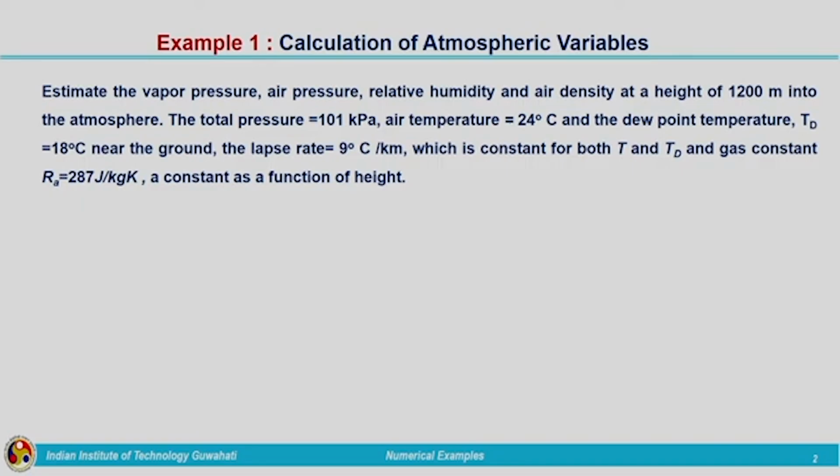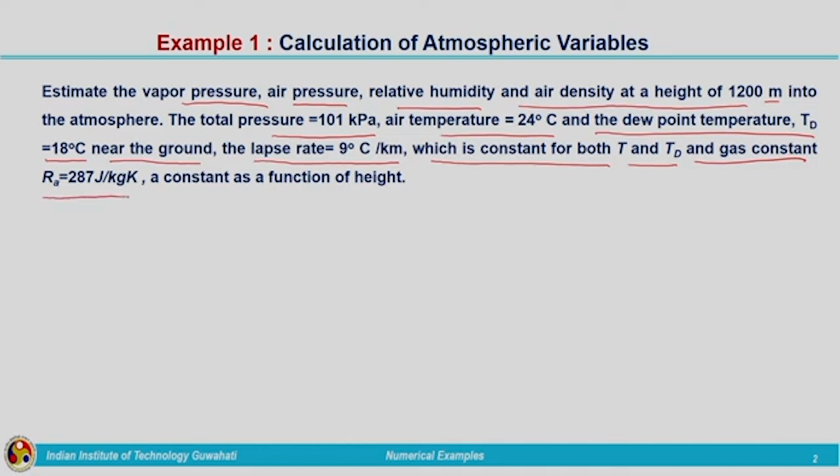Let me read out the question. Estimate the vapor pressure, air pressure, relative humidity and air density at a height of 1200 meters into the atmosphere. The total pressure is equal to 101 kilopascal, air temperature is equal to 24 degrees Celsius and the dew point temperature TD is 18 degrees Celsius near the ground. The lapse rate is equal to 9 degree Celsius per kilometer, which is a constant for both T and TD, and gas constant Ra is equal to 287 joules per kilogram Kelvin, which is also a constant as a function of height. Here we are not going to consider the variability of Ra with respect to height, we will be considering it as constant for all the heights.